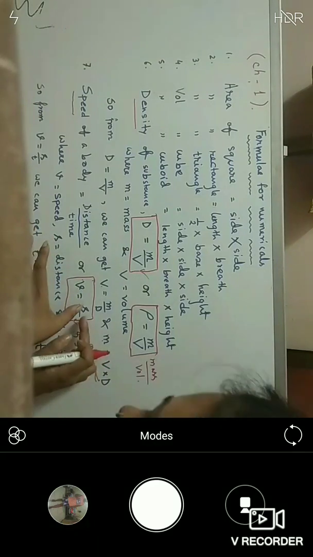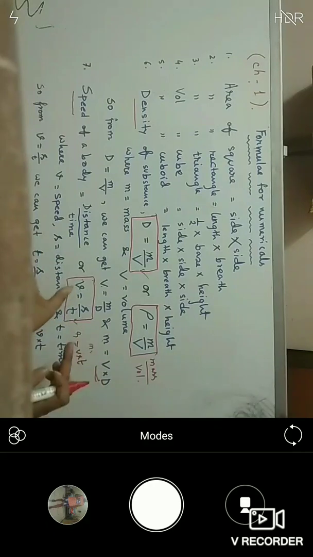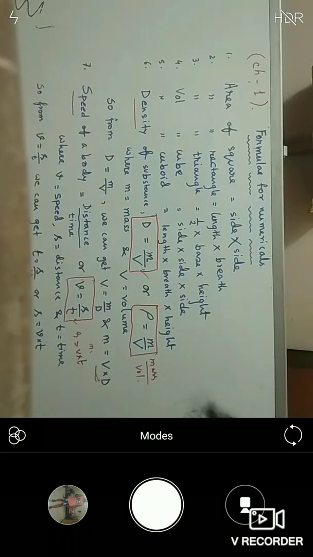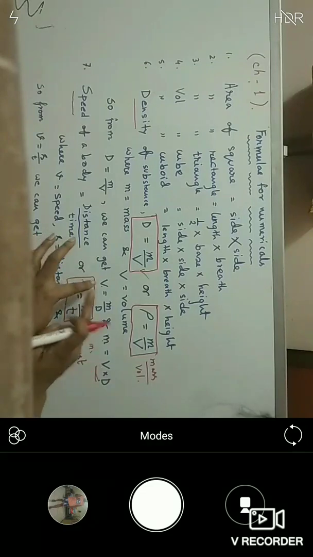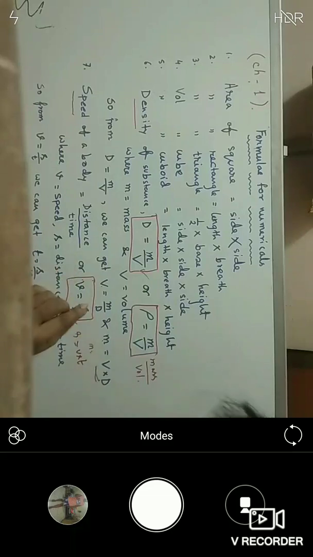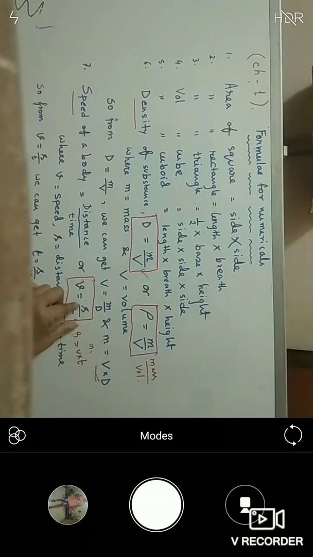You have to find out the distance traveled. In some questions, V and S are given, and you have to find out T. Understand? Like this, out of 3 values, you have to get one value by being given the other 2 values.